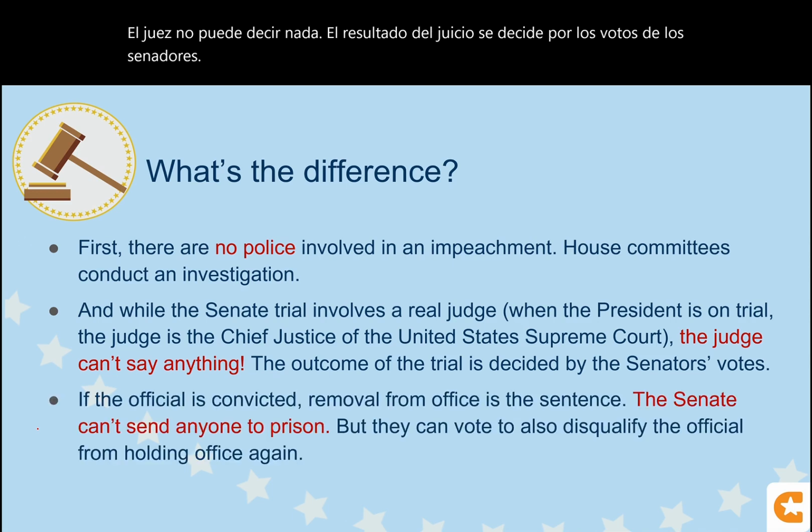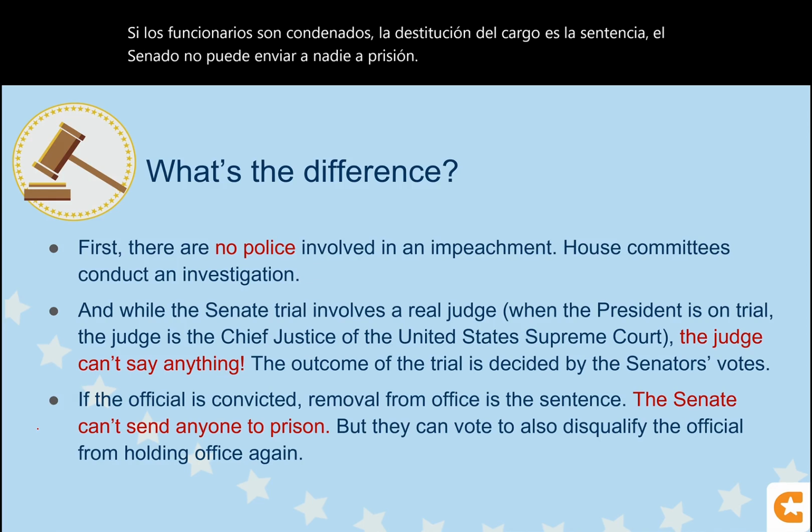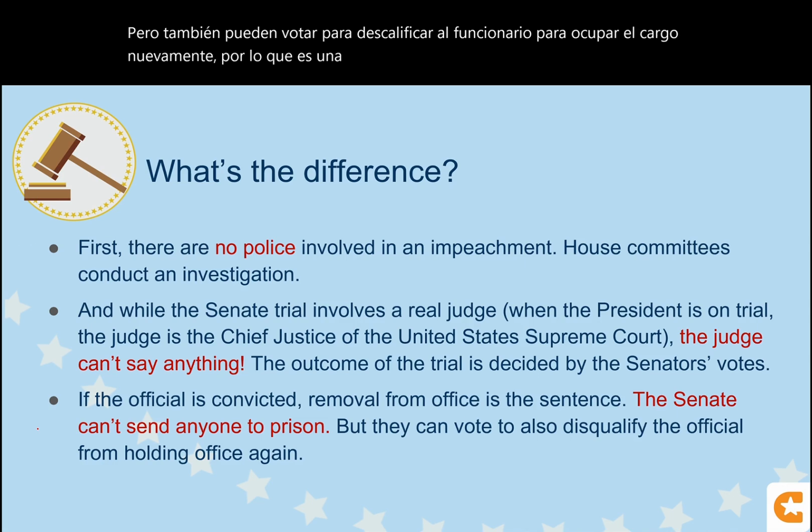If the official is convicted, removal from office is the sentence. The Senate cannot send anyone to prison, but they can vote to also disqualify the official from holding office again. That is a separate vote from impeachment conviction.